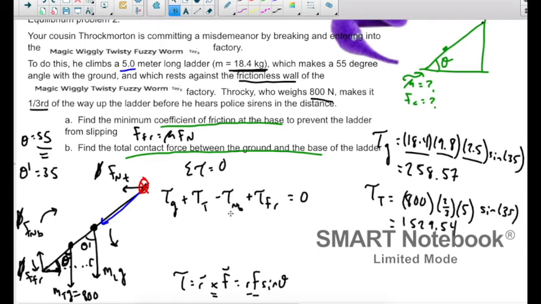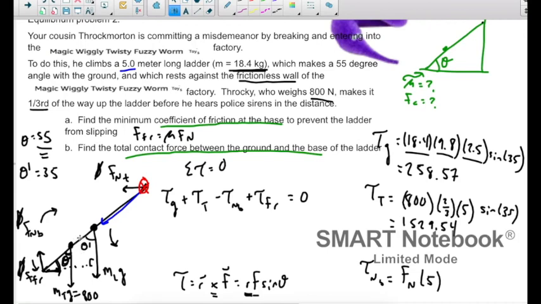The torque due to the normal force. Here's my normal force right here. And so the torque due to that is going to be the normal force, which I do not know. I don't know that yet. Times its length away from the axis of rotation. It's all the way here at the other end of the ladder. The ladder is 5 meters long, so that's going to be times 5. Times the sine of the angle between those.